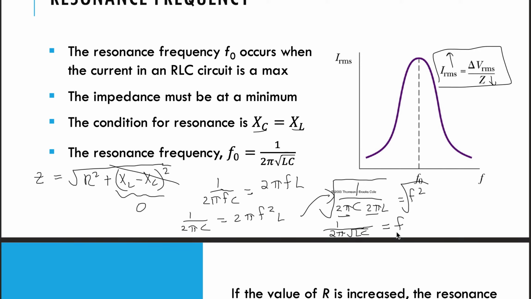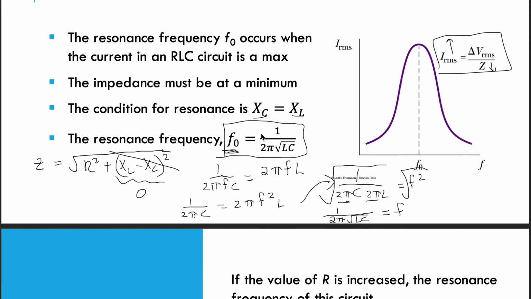And we're left with frequency. So this is a special frequency that allows the reactances to equal each other, which allows the impedance to be a minimum, which allows the current to be a max. So we call this special frequency the resonant frequency. F sub 0, that's the resonant frequency of our circuit.